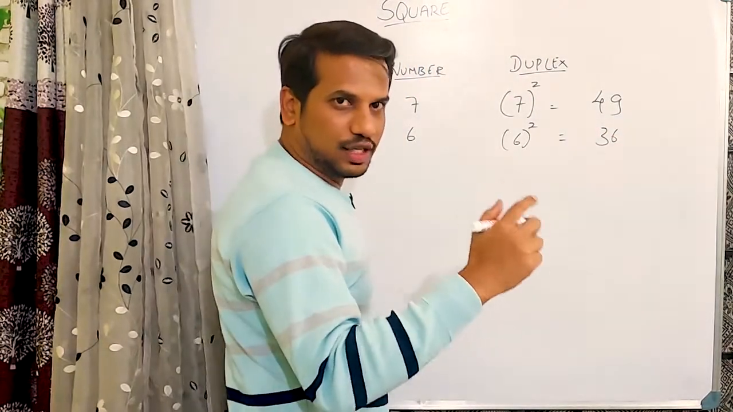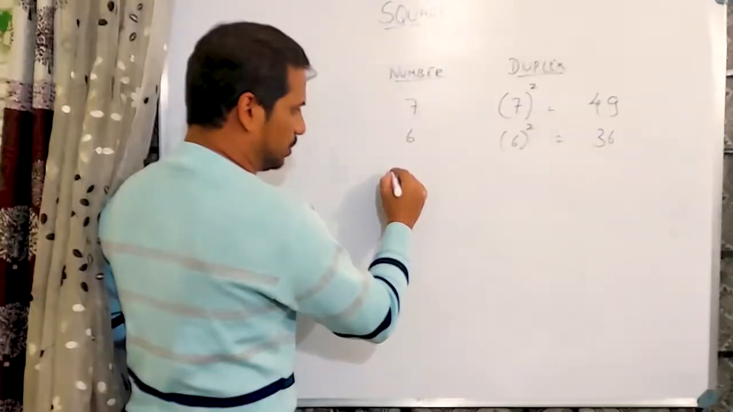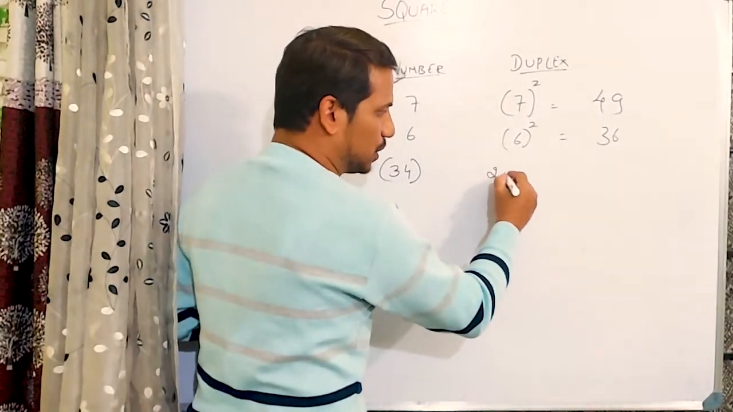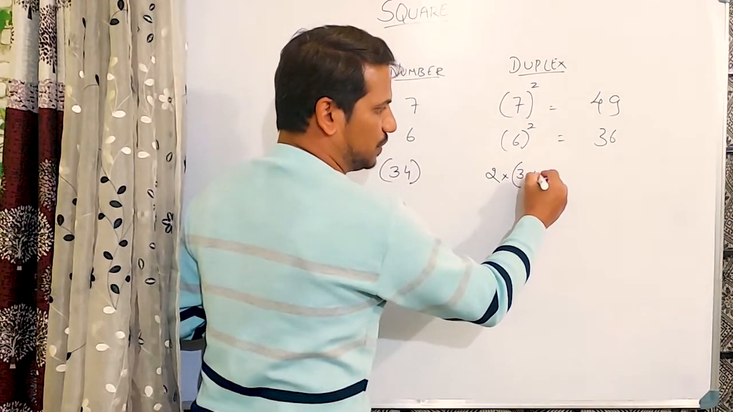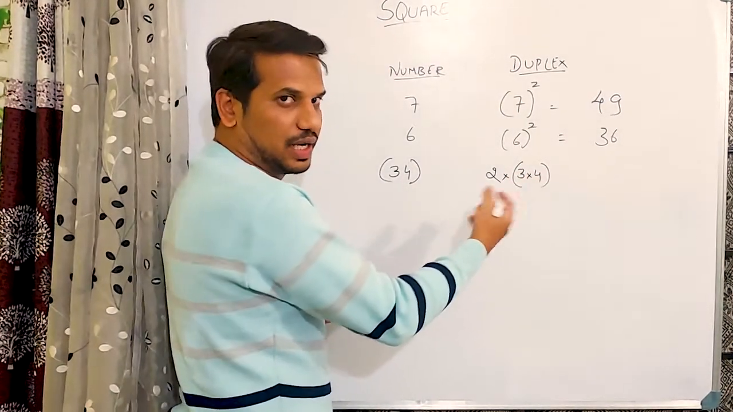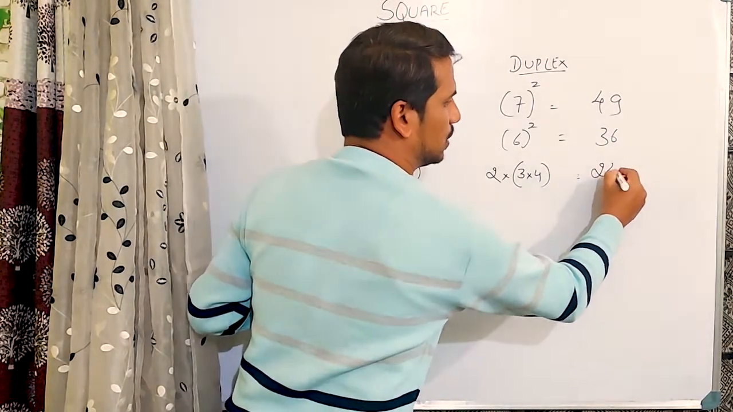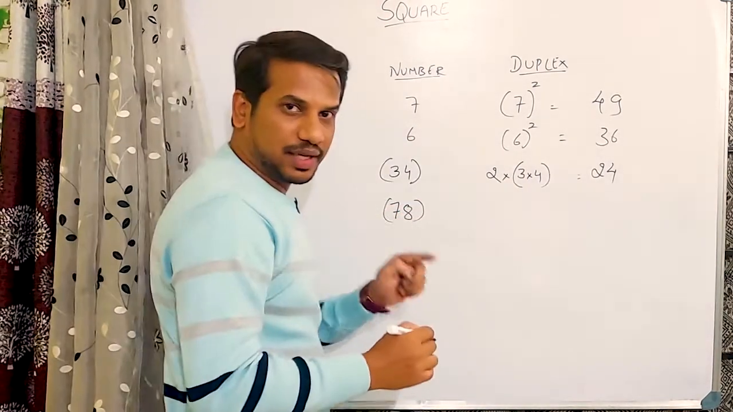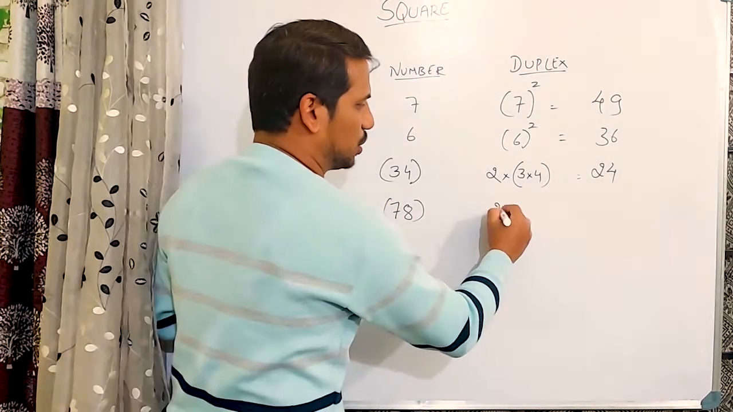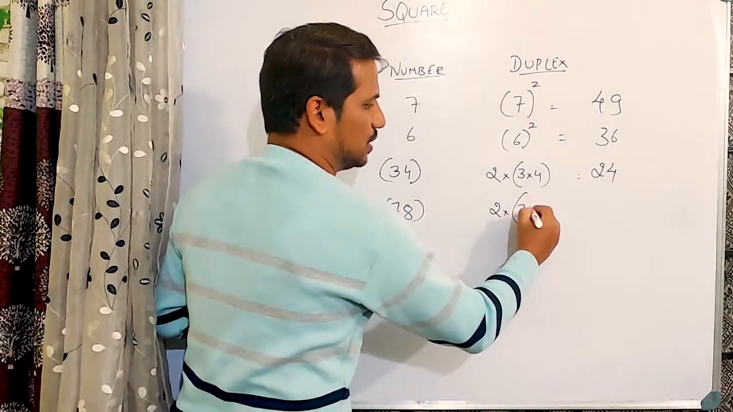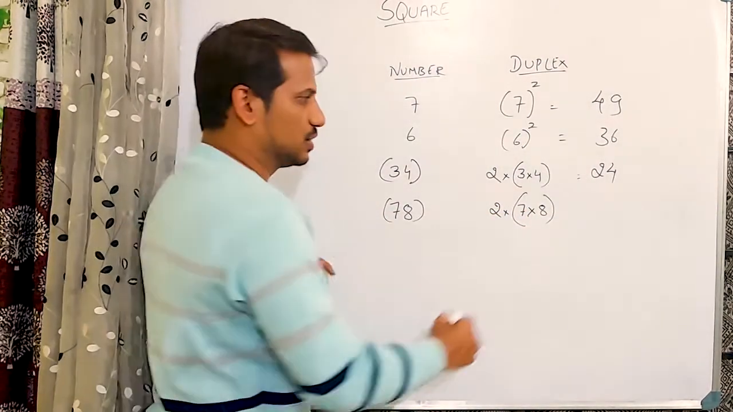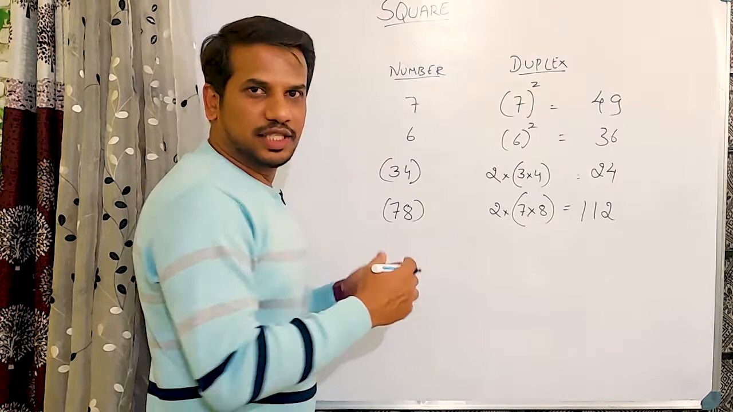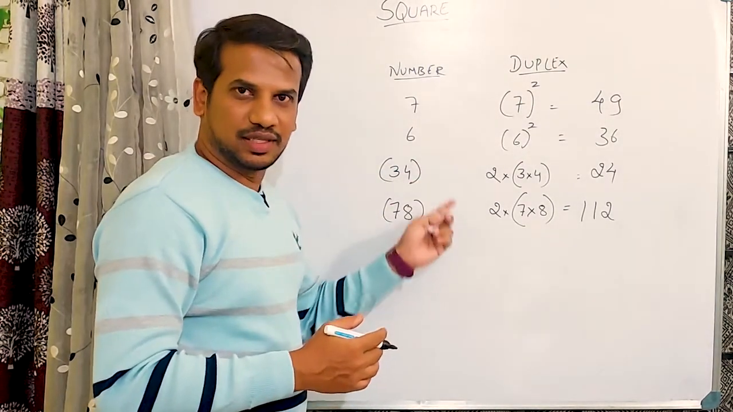Now if the number is of 2 digits, suppose we assume it as 34. The duplex of 34 is nothing but 2 times the multiplication of these two numbers, that is 3 4s are 12, and 12 into 2 is 24. If you're confused, we'll take another example. Suppose it is 78. Duplex of 78 is nothing but twice 7 into 8. So 7 8s are 56, 56 into 2 is 112. Just to make sure that you are understanding, I'm considering 2 examples here.